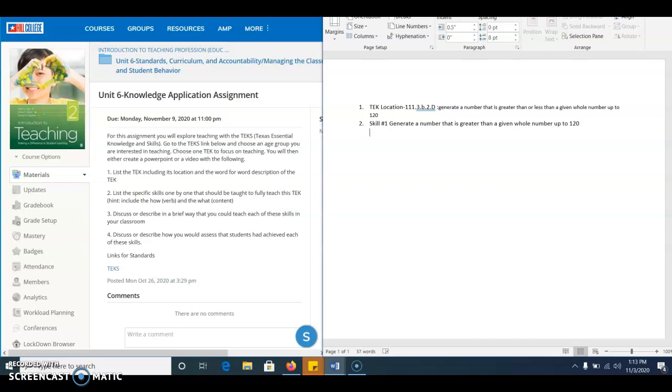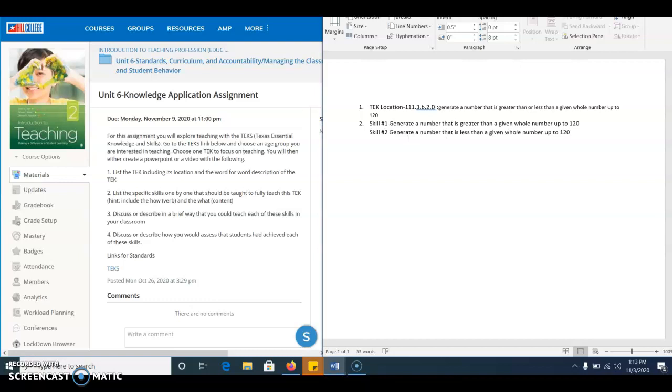Skill number 2 is generate a number that is less than a given whole number up to 120. So it's important that I look that there's 2 skills under this. Even though there's one verb, they are asking content-wise that they do 2 things. One, generate a number greater than, and generate a number less than.